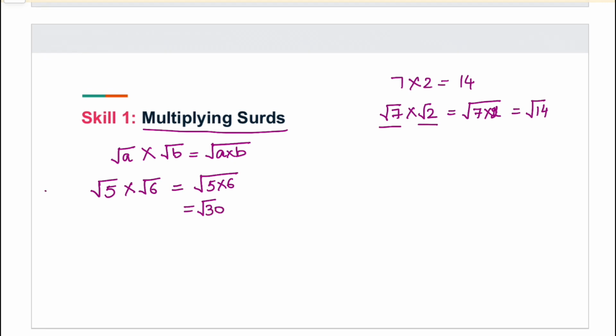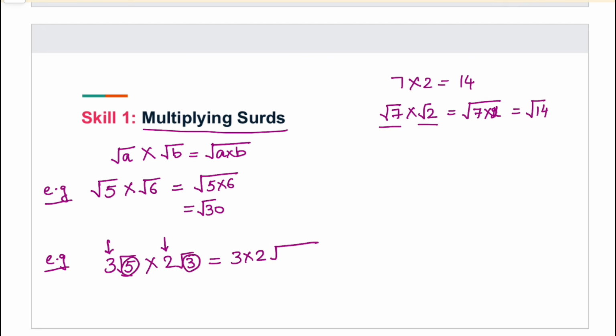Another example that we could do is slightly more difficult. We can do 3 square root of 5 times 2 square root of, let us suppose, 3. In this case, we take the numbers which are outside and multiply them together first, and then the numbers inside the square root come together. 3 times 2 is 6, and 5 times 3 is 15, so that gives us 6 square root of 15.